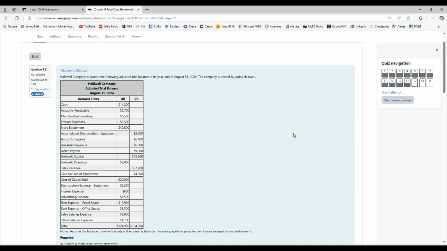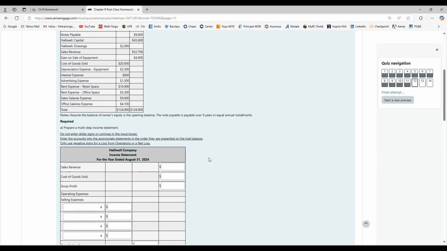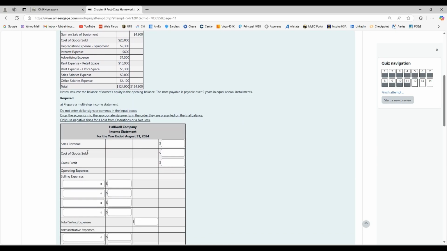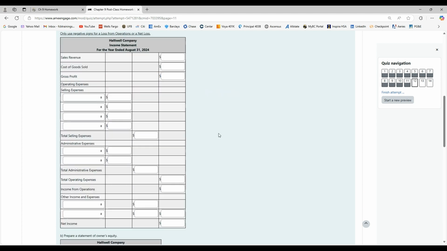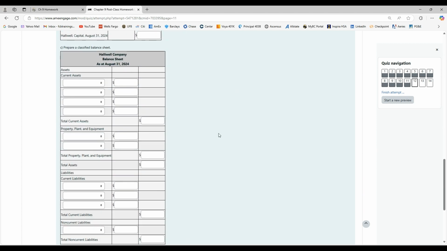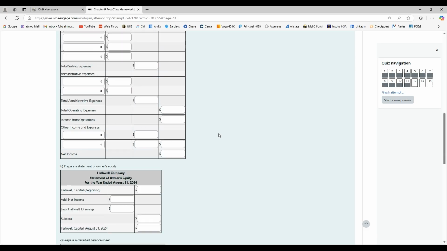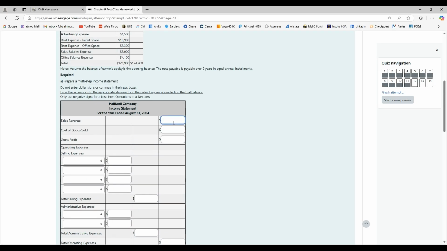Okay, so problem number 11 has us again with a trial balance. But like I mentioned, in this problem, we're going to just be preparing the income statement, the owner's equity statement and then the balance sheet. So we're going to do all the financial statements here. And so let's get started.